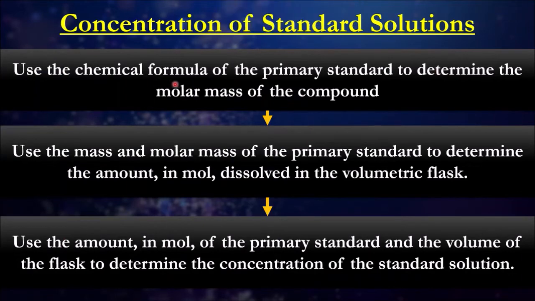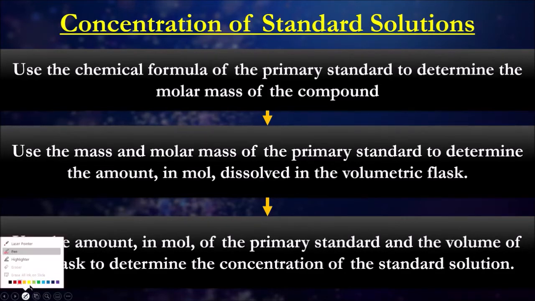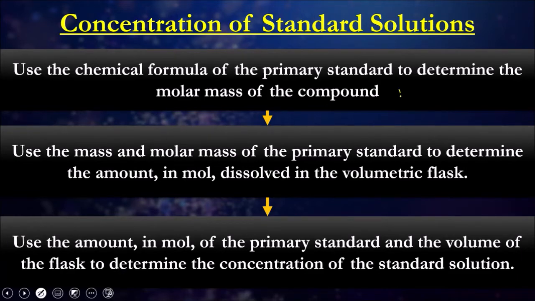Next bit is, these are just the standard steps. So if you do need to, I'd suggest you copy this down into your book. But it says, use the chemical formula of the primary standard to determine the molar mass of the compound. So, like I said, I'll just change to my writing pen. So firstly, you need to find out the molar mass. So you're using n equals m over MM. Little m is the thing that you measured out. So whatever you measured out with your electronic balance, that's the thing that you're going to put up there.